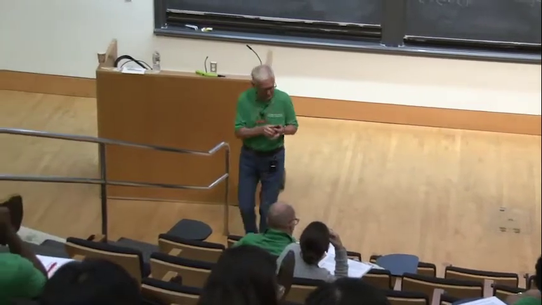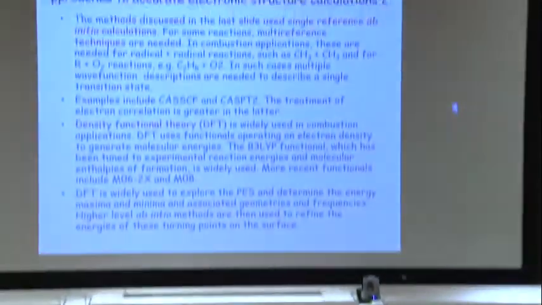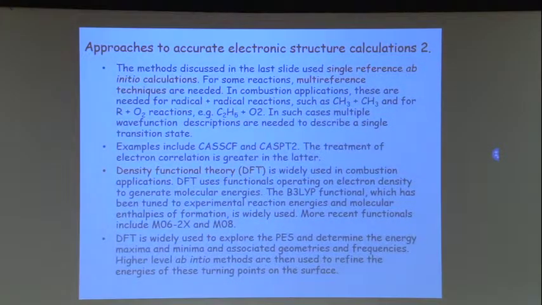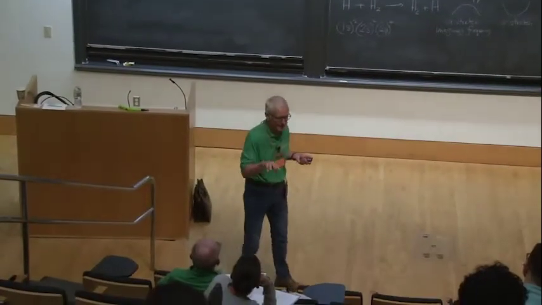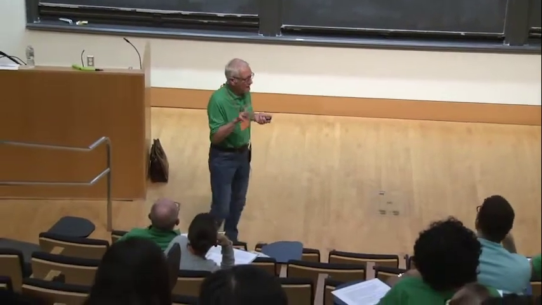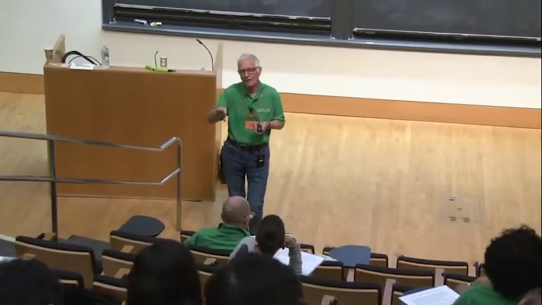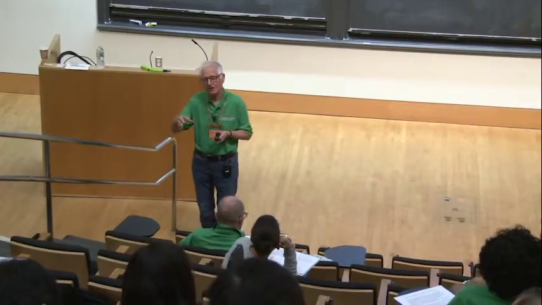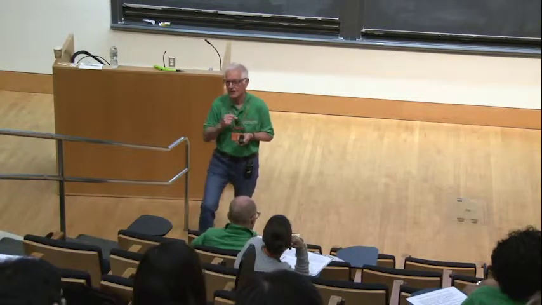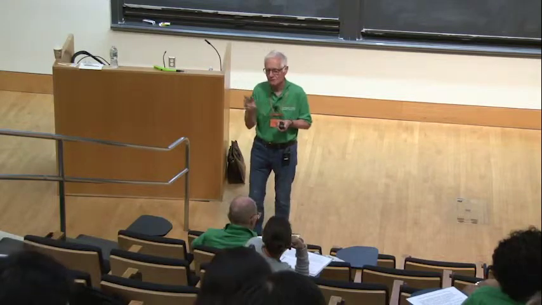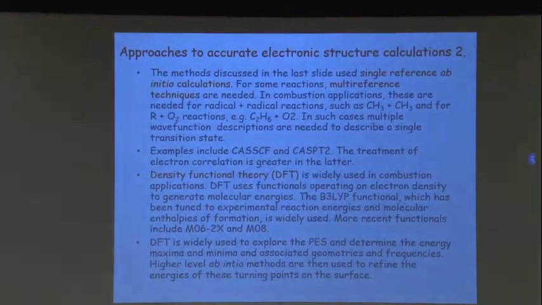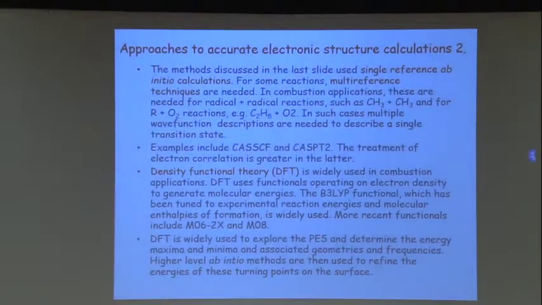And you use DFT calculations to explore the potential energy surface and decide where the maximum in it is. So where the transition state is, where the maximum along the reaction coordinate is. And having found that, you then go to a higher level of theory. You then go to ab initio calculations and use some of those methods I've described before to optimize that energy. And sometimes you also need to change slightly the position of the transition state. So it's then used to refine, in particular, the energies of the turning points on the surface.